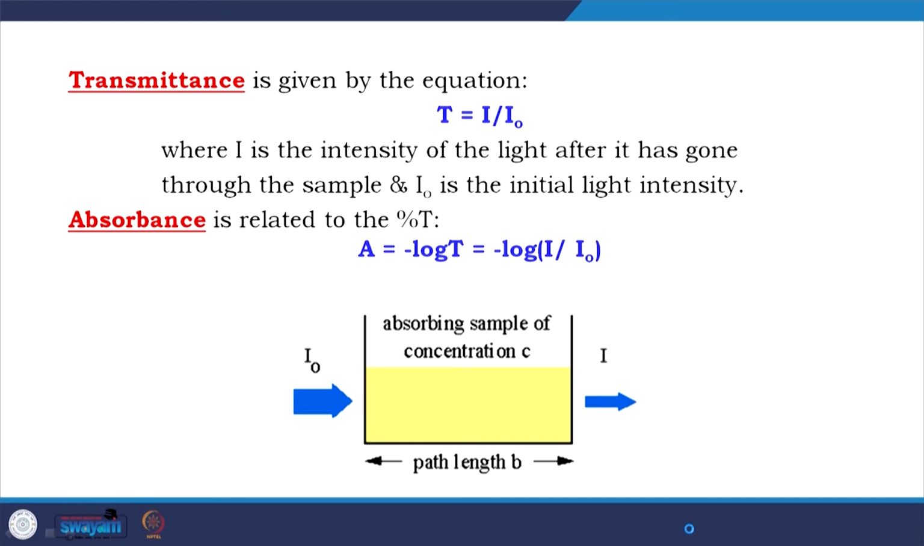Transmission T is given by the equation T equals I by I0, the changed intensity over the initial intensity, where I is the intensity of the light after it has gone through the sample and I0 is the initial light intensity. Absorbance is related to the percentage of T: A equals minus log T, equals minus log I by I0. So, here we have an absorbing sample of concentration C, changing intensity to I, and this is the path length, which could be called b or L.